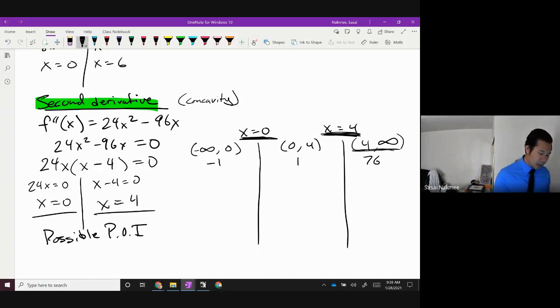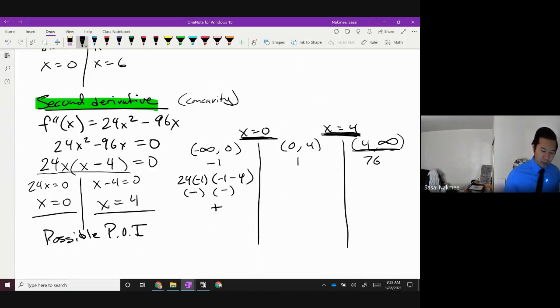All right, so again, I'm going to plug this in here, into the factored form, because it's a little bit easier to see the sign, and the sign is all we really care about. We don't actually care about the numerical value. We just want to see if it's concave up or concave down. So if I plug in -1, I'm going to have 24 times -1 times -1 minus 4. I have a negative sign times another negative sign, and a negative times a negative is a positive sign, which means that on this interval, we have something that's concave up. Concave up. That's it.